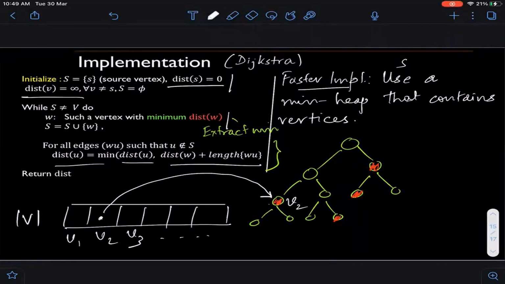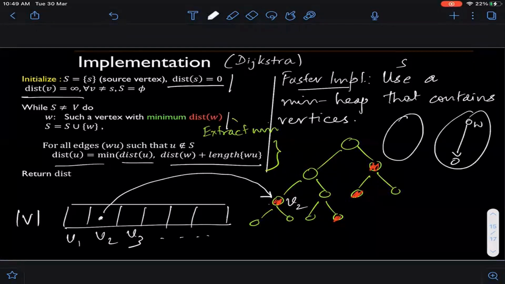So if you look at any edge in your graph, how many times is it really considered? It's only considered once. Once and never again. And when does that happen? Well, remember again this picture. Suppose there is an edge like that. So this is W and this is U.